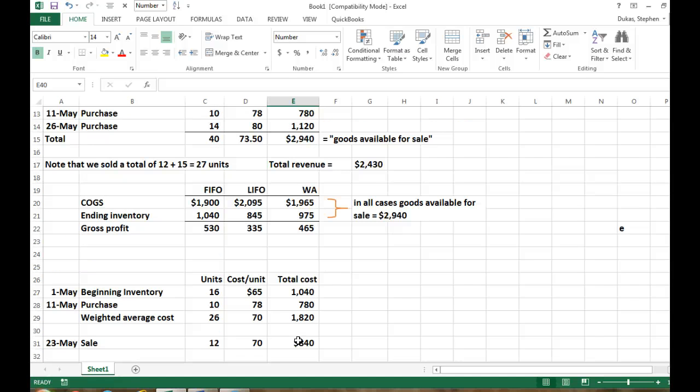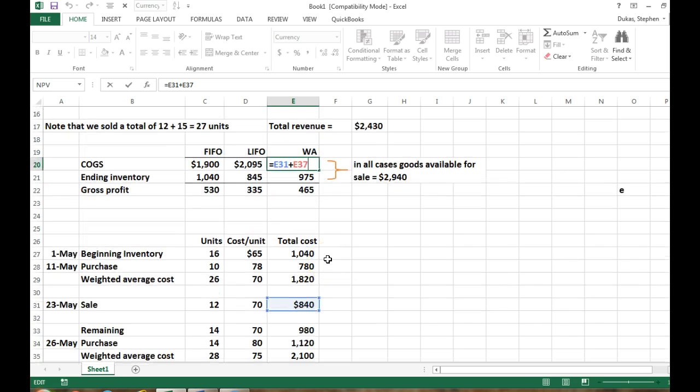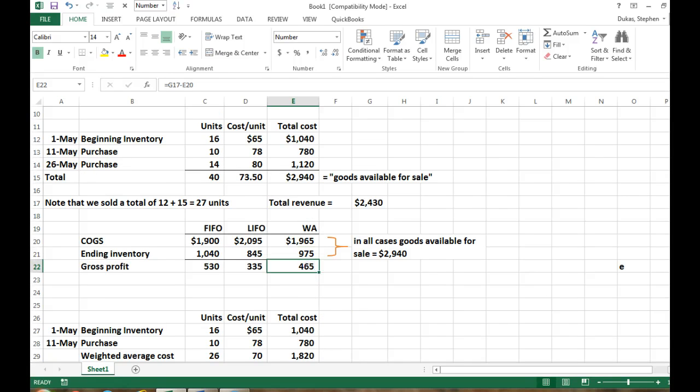Now I have enough information to calculate my cost of goods sold. My cost of goods sold is simply the cost of my two sales, $840 plus $1,125. That's $1,965. My ending inventory was already given. That's the $975 remaining. My gross profit is going to be equal to my total revenue minus my cost of goods sold of $1,965, which is $465.